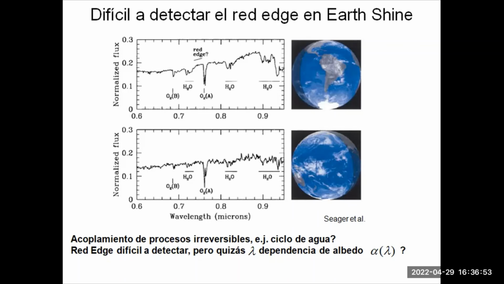And now we see that we also have this extra problem of coupling of different irreversible processes, which could shift the reflected light further into the infrared, further dissipation of the infrared light. So it smears out the red edge, so we don't see the red edge.